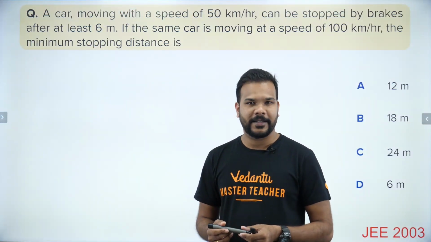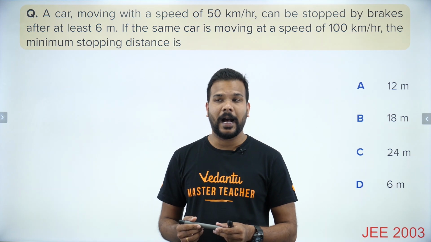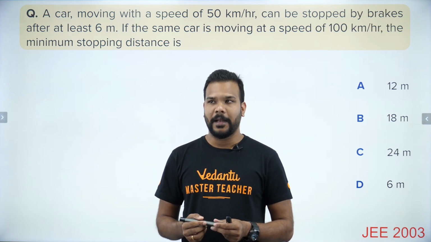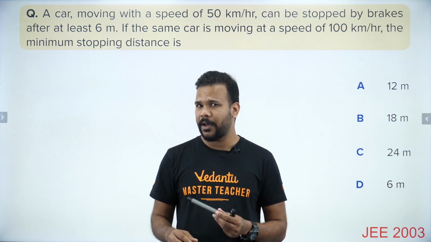So guys, here's the very first question for all of you. Options are also written. The question says that a car moving with a speed of 50 kilometers per hour can be stopped by brakes after at least 6 meters. So there is a car which is moving.